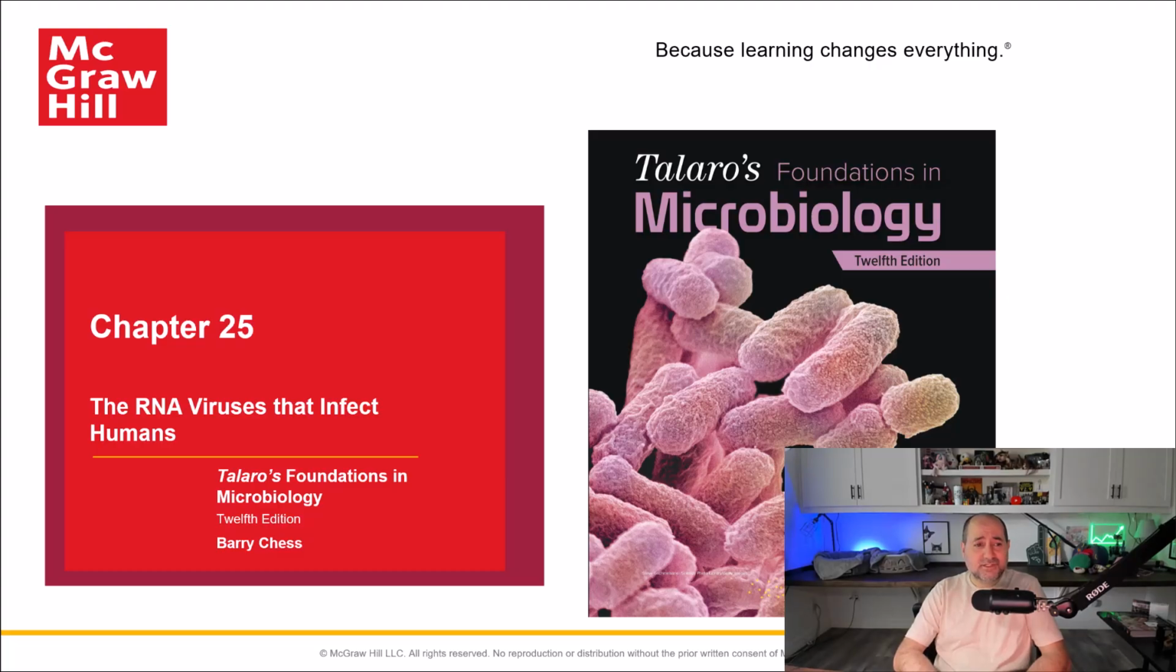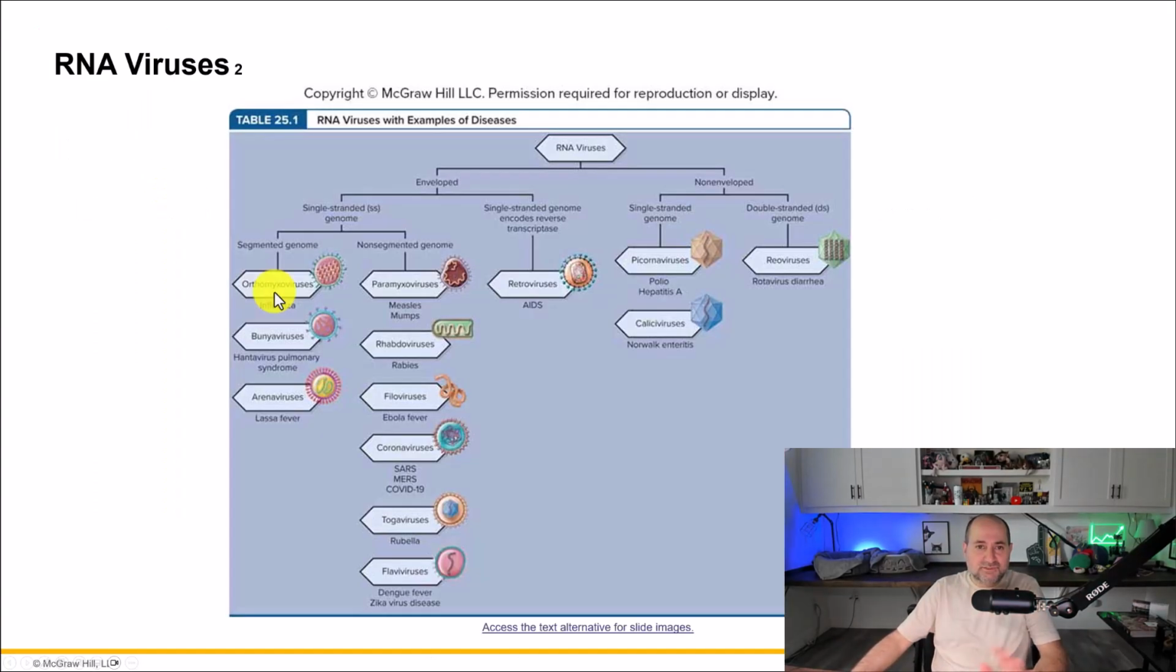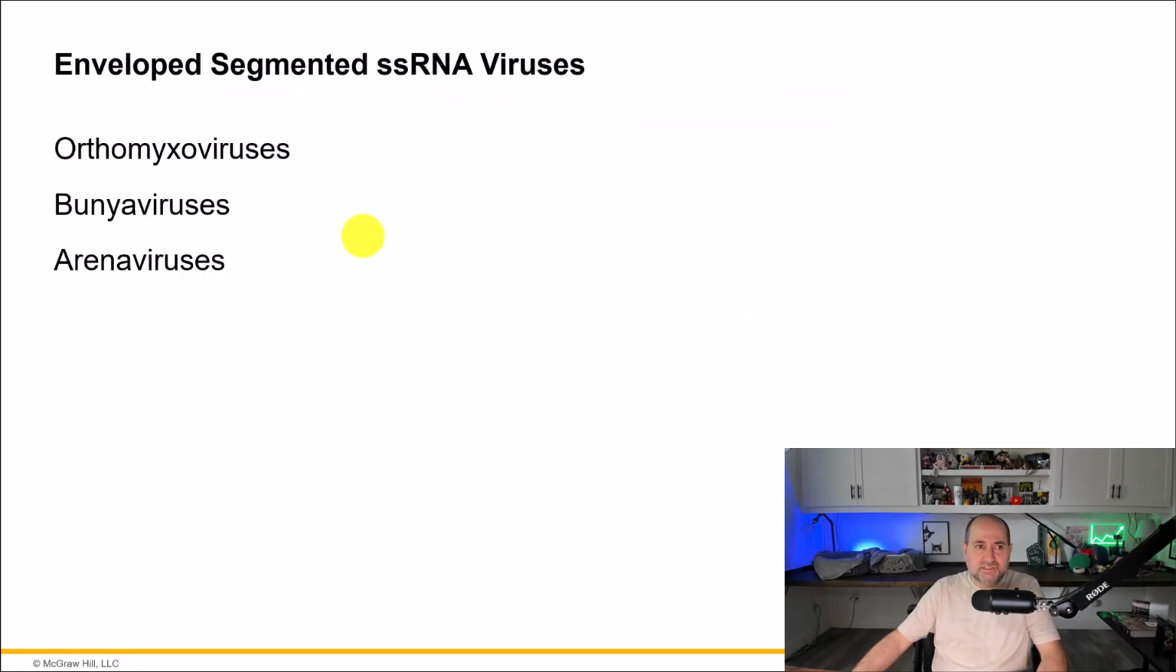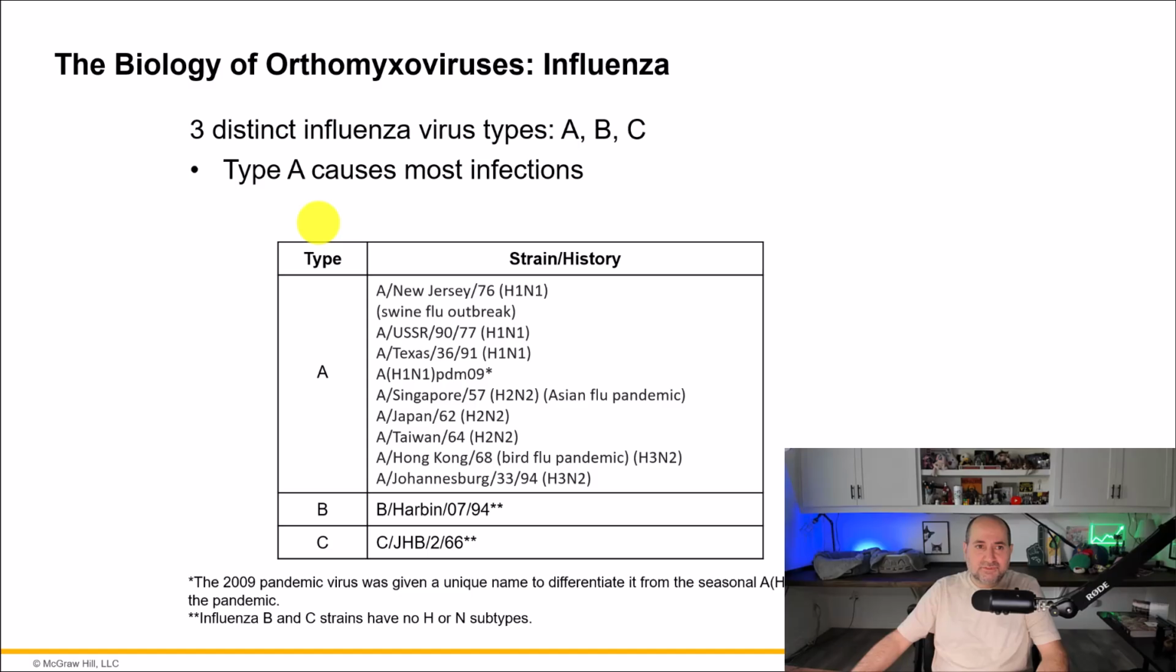So, chapter 25, the RNA viruses that infect humans. Remember, we discussed a wide array of these different viruses. We started with the orthomyxoviruses. Remember, these were the influenza viruses. And you recall that there are three distinct types, A, B, and C. I want you to remember that type A causes the most infections and it's the most virulent.